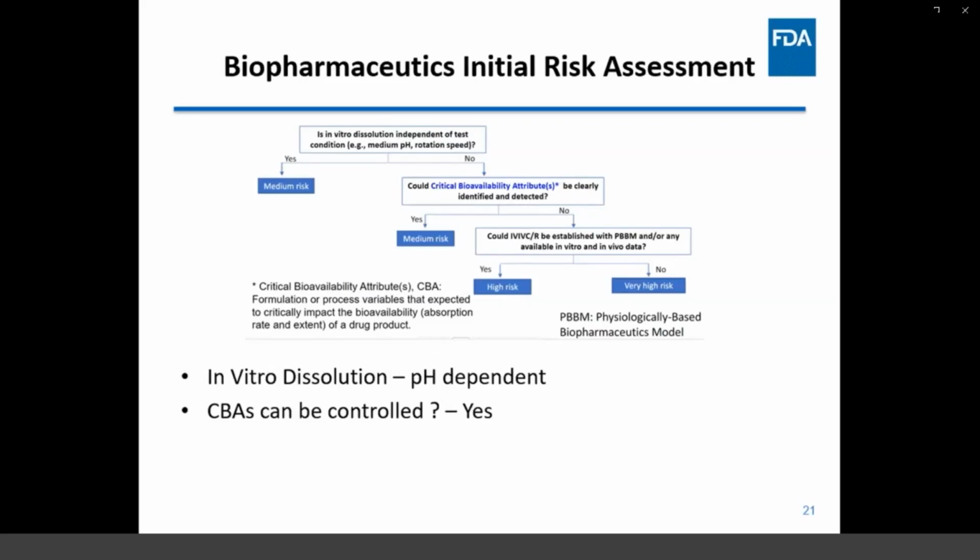Is the in vitro dissolution independent of test conditions? When evaluating the dissolution data that was submitted as part of the pharmaceutical development report, it was shown that dissolution was pH dependent. So the next question would be, could critical bioavailability attributes be clearly identified? By evaluation of the pharmaceutical development report, there were a number of CBAs that were identified as well as controlled. Therefore, this would fall under the medium risk category.